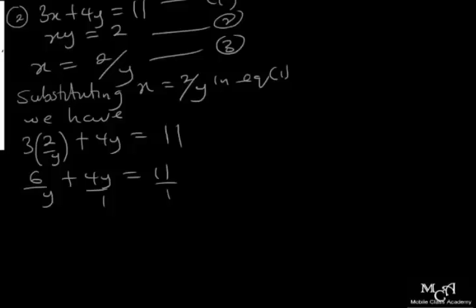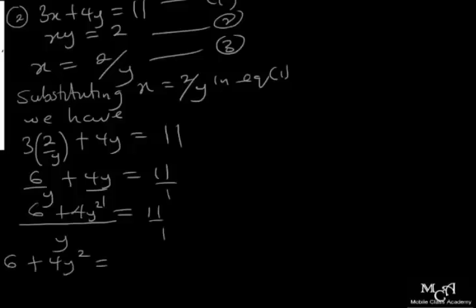Doing this, we can now take LCM. We can take LCM in this case because this is 6 over y and this is 4y over 1. So the LCM here is y. Y in y is what? 1. 1 times 6 is 6 plus 1 in y is what? Y. Y times 4y, that's 4y squared, which is equal to 11 over 1. Then if I cross multiply, I have 6 plus 4y squared equal to 11y.